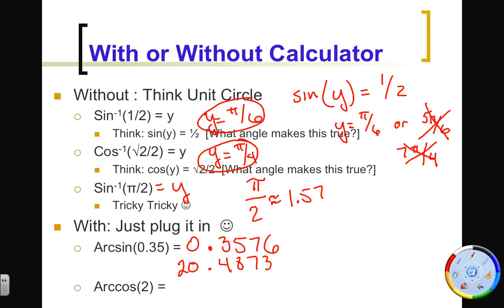Because this is a function, you're only allowed to get one answer. And the reason is because it depends on your calculator. It depends on the mode you are in. In the first answer that I gave, I was in radian mode. So my answer is 0.3576 radians. Whereas my second answer was in degrees, so this is actually 20.4873 degrees. They are the same exact answer, but you need to know what your calculator is in to determine what your calculator is giving you.